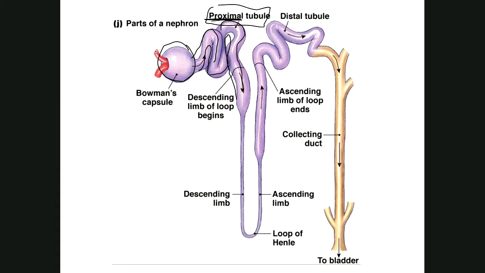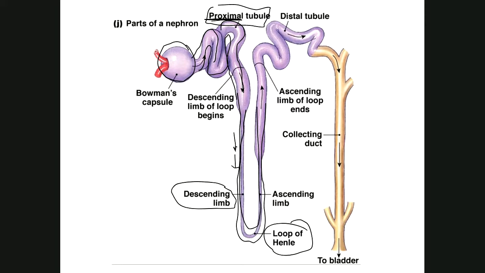And then there's a section that looks a lot like a hairpin. And it goes down and it comes back up. It's called the loop of Henle, sometimes the nephron loop. And the part that goes down is called the descending limb or descending part. And the part that goes up is the ascending limb or ascending part.